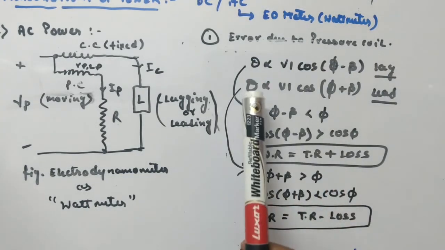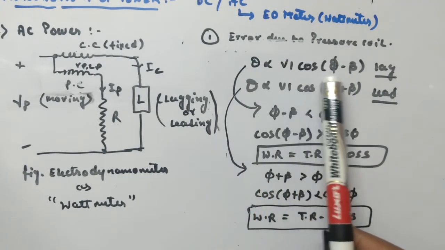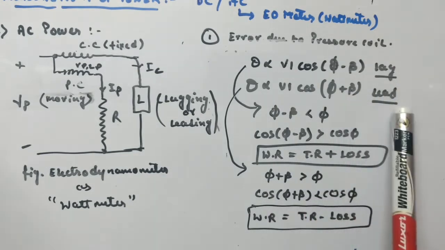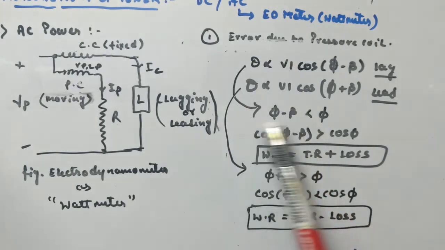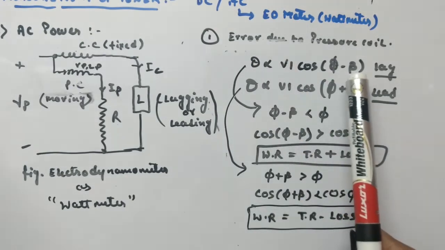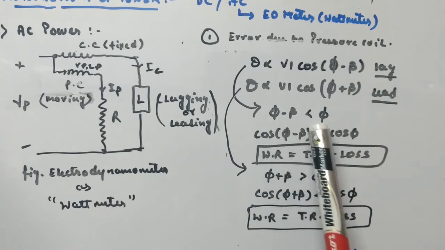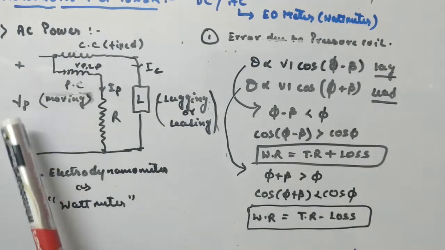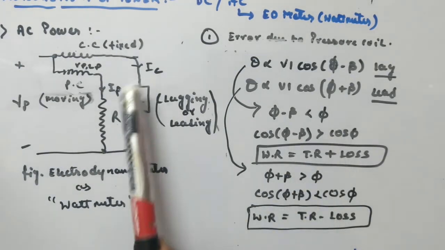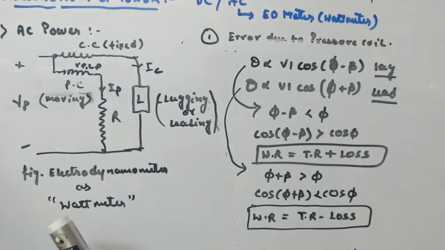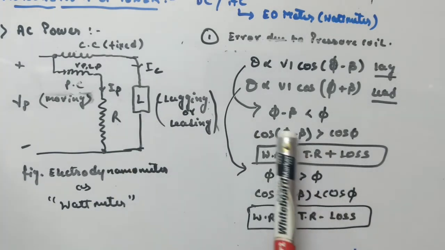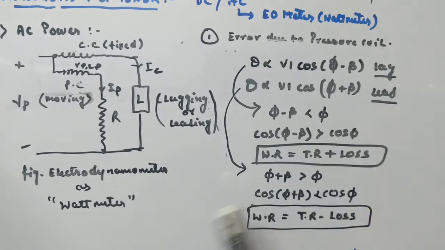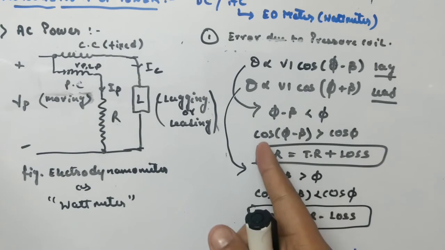Now just to summarize this case, what we found is theta was proportional to Vi cos phi minus beta in the lagging case, and theta is proportional to Vi cos phi plus beta in the lead case. So if you take this angle, which was the total angle, phi minus beta, this will be less than phi. This was the total phase, and this is the phase for the actual load. Now if you take the cos on both sides, cos of phi minus beta will be greater than cos phi. The lesser the angle, the more the value of cos.